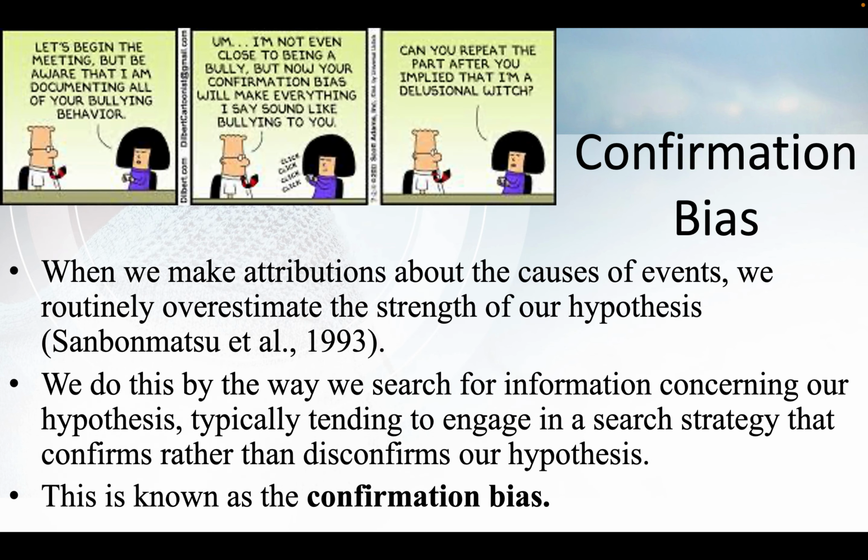When we make attributions about the causes of events, we routinely overestimate the strength of our hypothesis. We do this by the way that we search for information concerning our hypothesis, typically tending to engage in a search strategy that confirms rather than disconfirms our hypothesis. And this is known as confirmation bias. A good example would be news programs. So if you're conservative, you probably watch conservative news, and conservative news confirms your biases. If you're liberal, you probably watch liberal news, which also confirms your liberal biases.